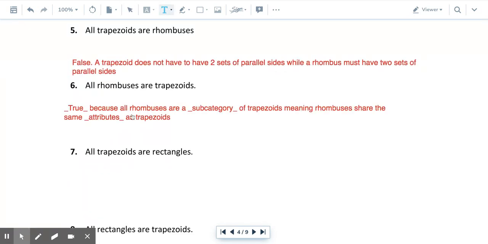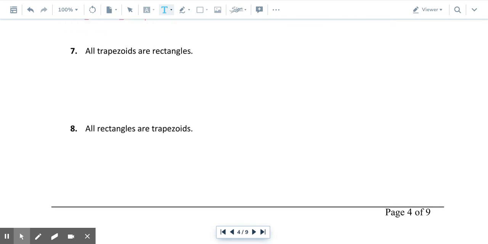You should have said that this statement is true because all rhombuses are a subcategory of trapezoids, which means that rhombuses share the same attributes as trapezoids. So, all rhombuses are trapezoids. Now we're going to do the last two statements, number 7 and 8. Go ahead and review what you wrote down initially, and double check your work, whether or not you're still agreeing with what you already wrote down, and practice explaining your reasoning. Pause the video here and do that now.